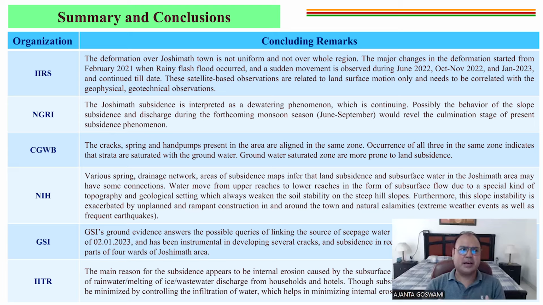IIRS used SBAS-based studies as well as interferometric studies, and they have concluded where exactly deformation took place. They have also used coarse data. NGRI has done detailed studies on many aspects, and the possible behavior of slope subsidence and discharge during the forthcoming monsoon season would reveal the culmination. CGWB mapped the cracks, springs and hand pumps present in the area and aligned them in the same zone. So this is the total summary of the study.